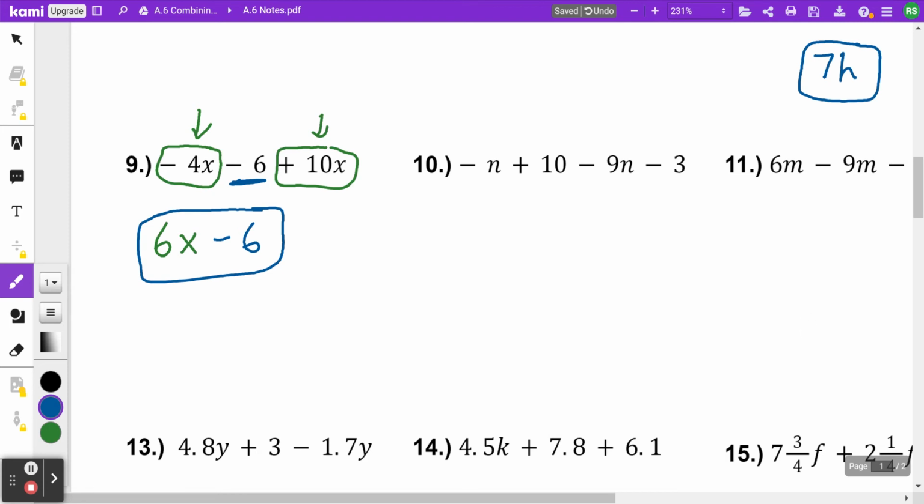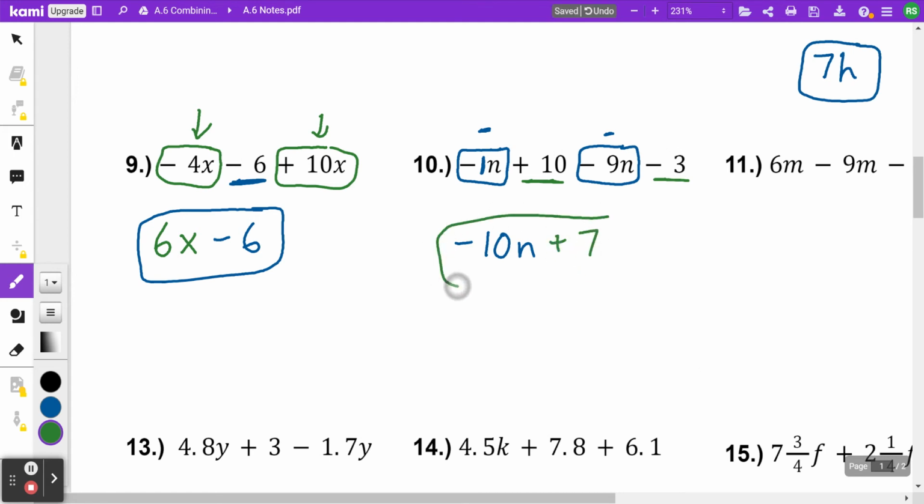All right, on number 10, we can combine a couple different things here. So we can combine our negative n with our negative 9n. So let's see, these guys are on the same team, right? They're both negatives. So that's a negative 1n and negative 9n. Negative 1 and negative 9 is a total of negative 10n. And then we can combine our positive 10 and our negative 3. So positive 10 and negative 3 gives us a positive or a plus 7.